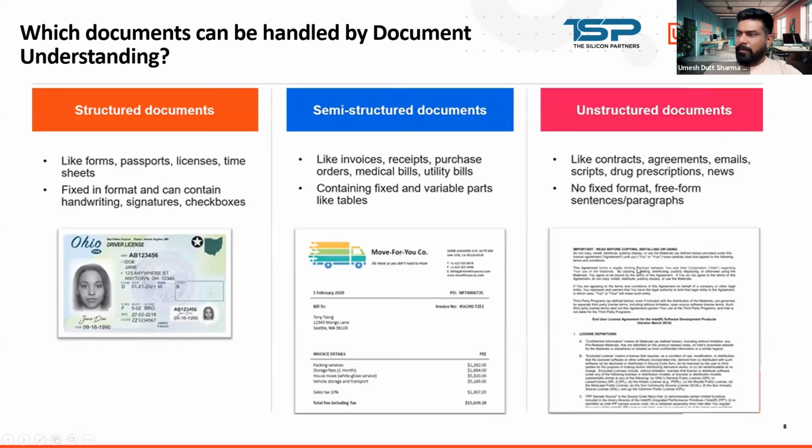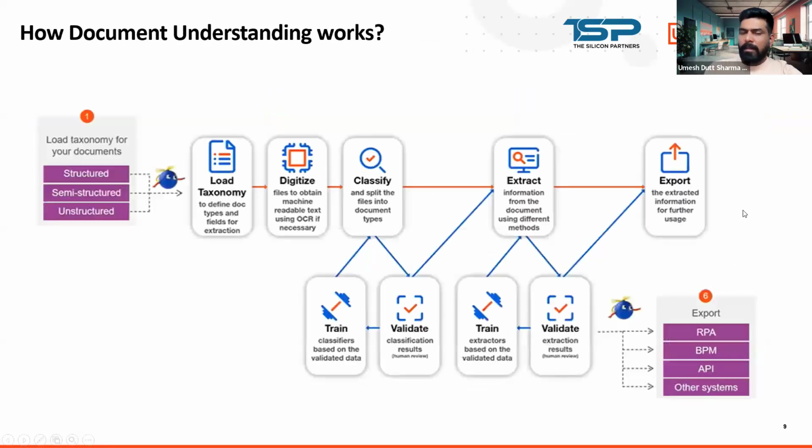An unstructured document is something where you see a lot of text that is not fixed, right? Examples of unstructured documents are agreements, contracts, emails, prescriptions, news, etc. So we'll cover some of these document types in the demonstration just to see how it works and what different extractors can be used.